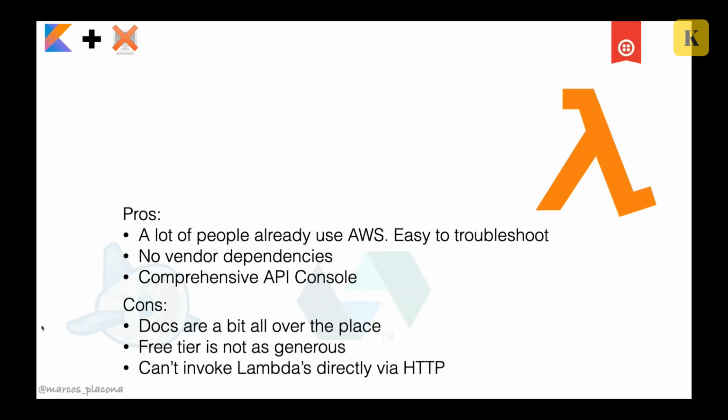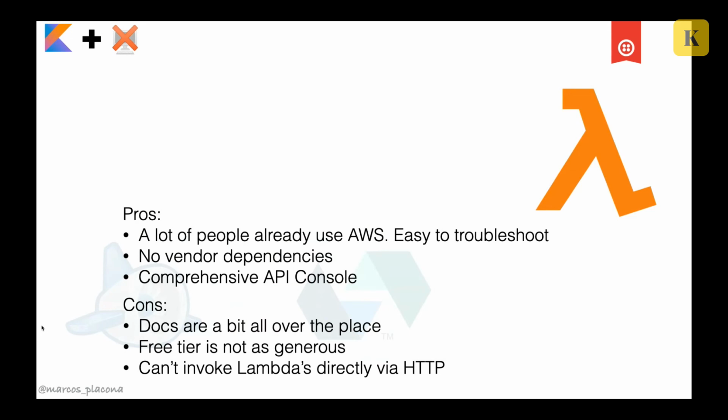The con is that, like everything Amazon does, the documentation is all over the place. There's documentation from 6 years ago, there's documentation from 6 months ago, and neither of them work. The free tier is also not as generous. It's definitely not as generous as 6 million requests, for example.